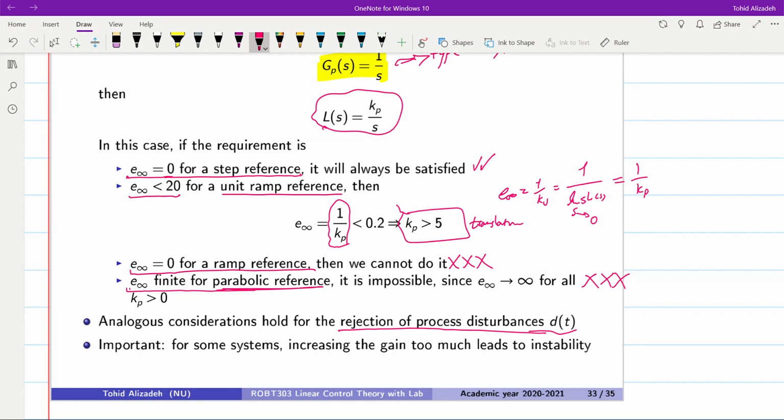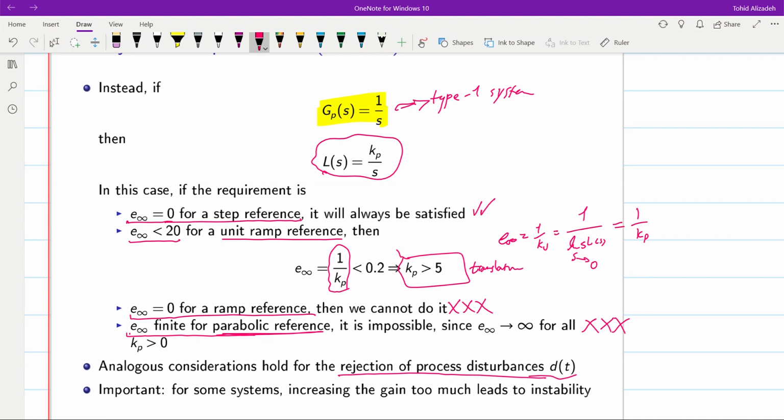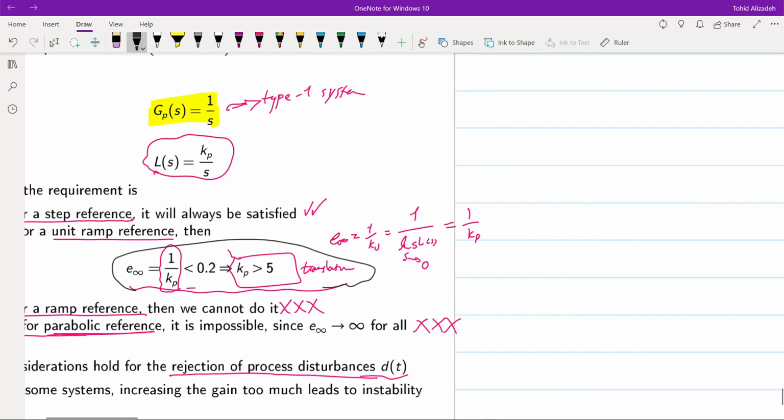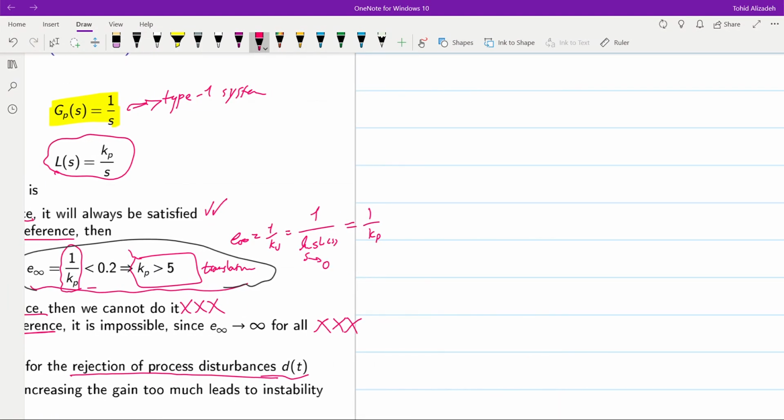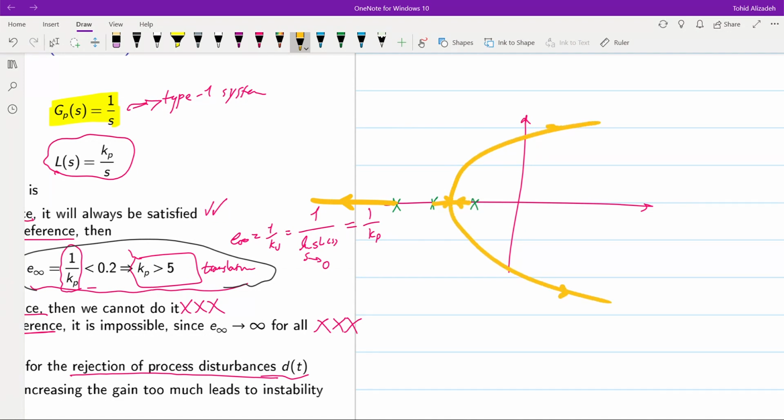Something important is that we will have the requirement in terms of the gain of the controller that should be bigger than some value, but you should always keep in mind that in some cases our system might become unstable if you increase the gain too much. Let me give you an example. If we have this example, as the first step we need to draw the Root-Locus. If you draw the Root-Locus, we will have something similar to this.